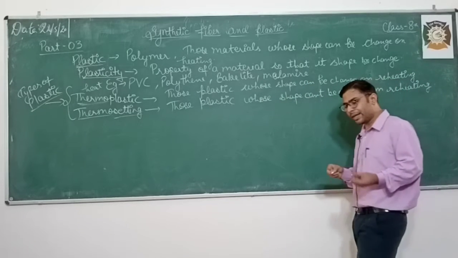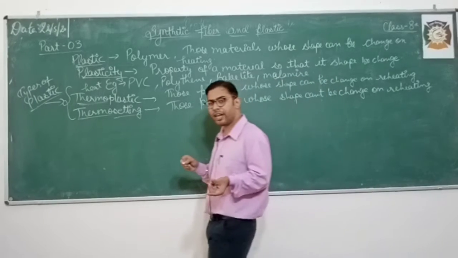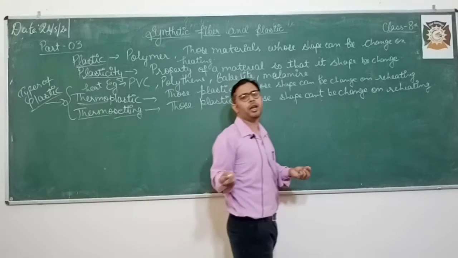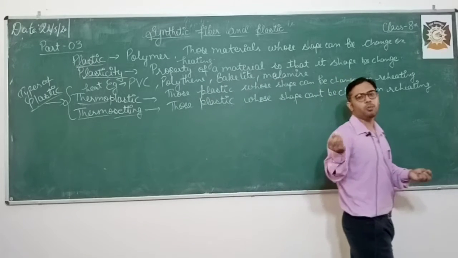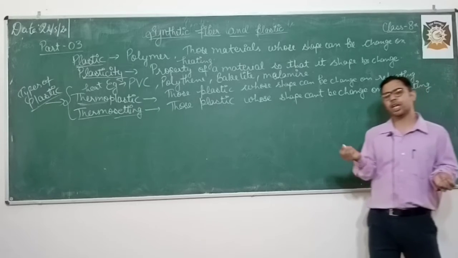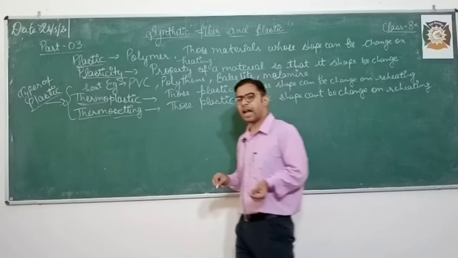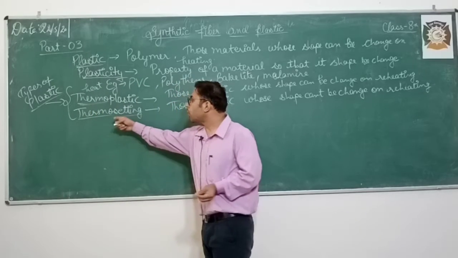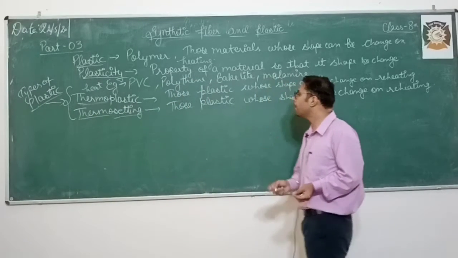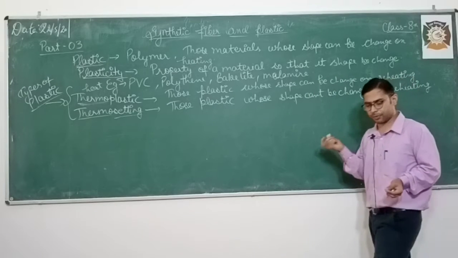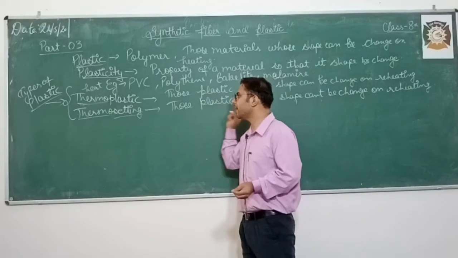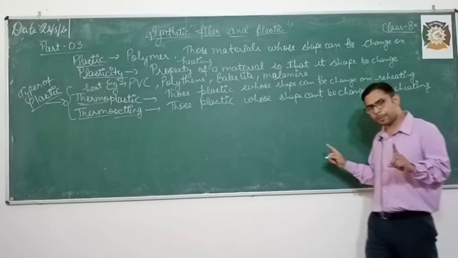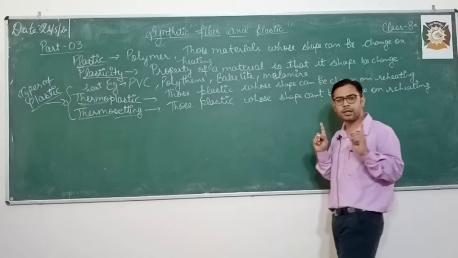What it means is that when we heat thermosetting plastic the first time, it becomes soft, and after that you can mold the shape, or give it whatever shape you desire. On cooling it becomes hard again. But when you try to heat thermosetting plastic again, its shape can't be changed after that. So this type of plastic is known as thermosetting plastic: once it is set, its shape can't be reset or changed.